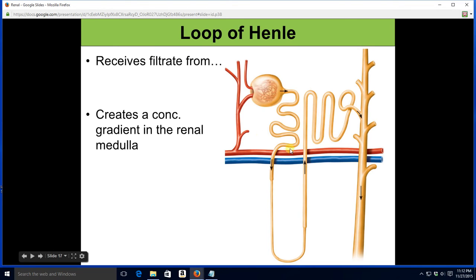Now, from the proximal convoluted tubule, we get to the loop of Henle. The loop of Henle is going to build a concentration gradient in the interstitial fluid of the renal medulla. This is going to be important for later on. It's going to help us concentrate urine later on.